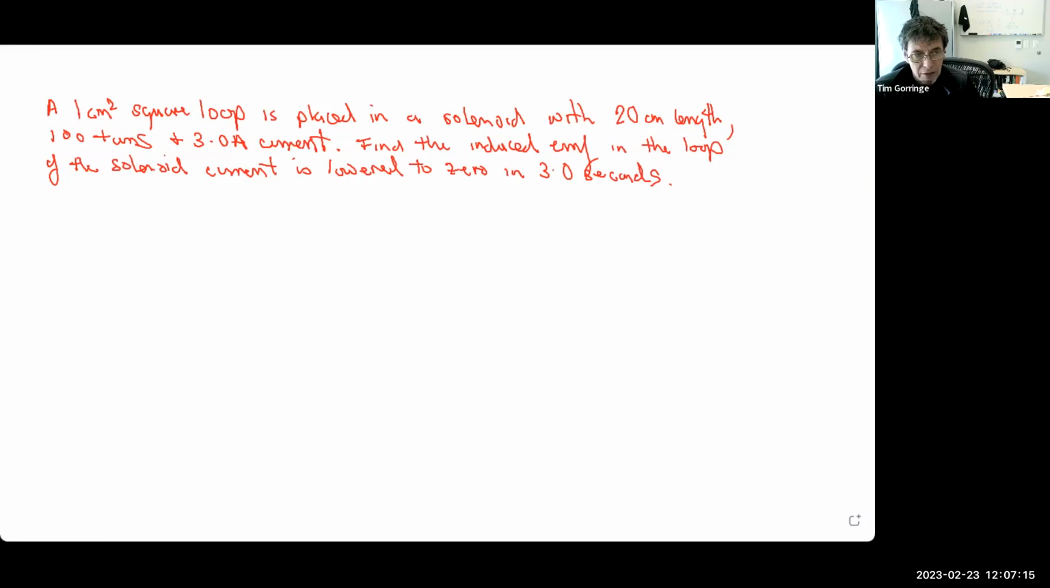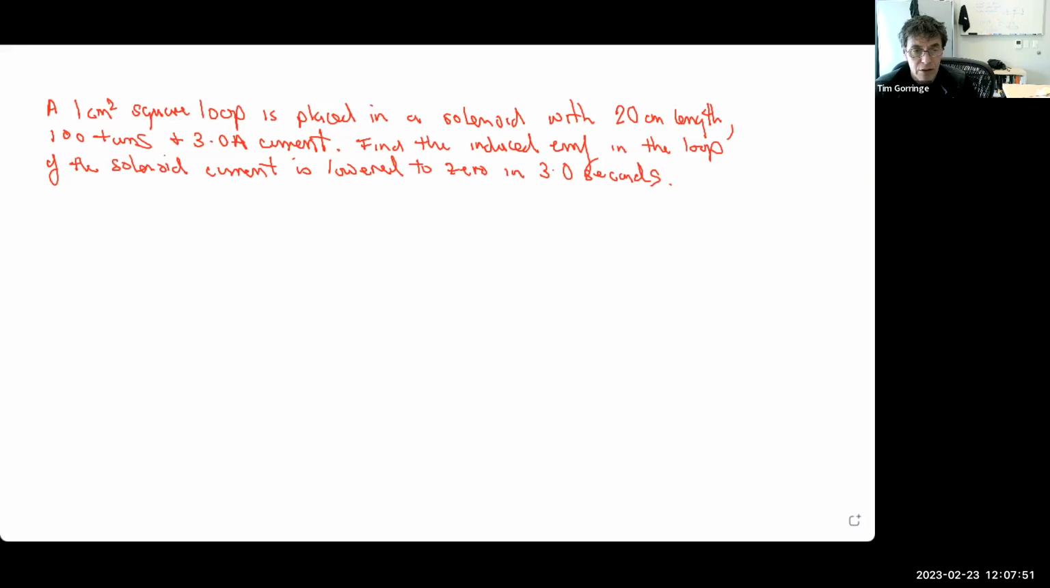So in this particular example, we're asked to imagine a rectangular loop of wire, 1 centimeter by 1 centimeter, area 1 square meter. That loop of wire is placed inside a solenoid. The solenoid, a chain of many loops of current carrying wire. That solenoid has a length of 20 centimeters. It has 100 turns and it's carrying a current of 3 amps.